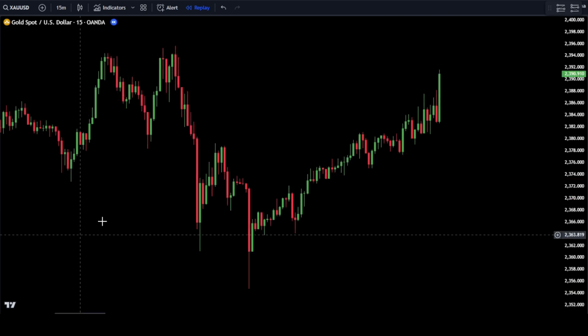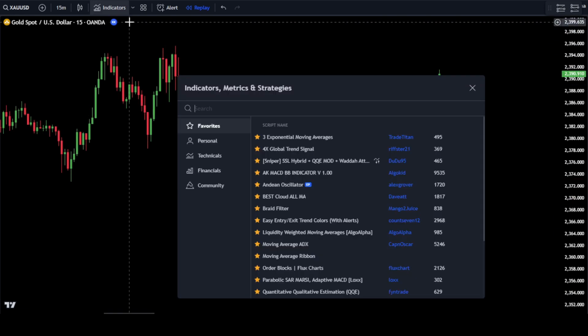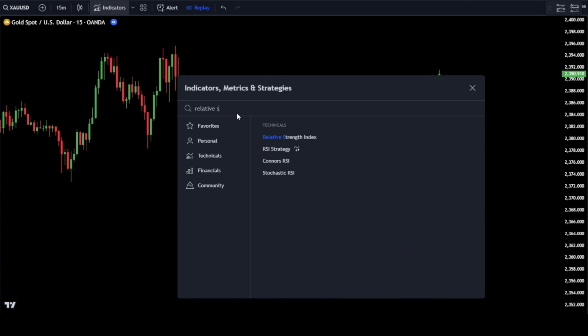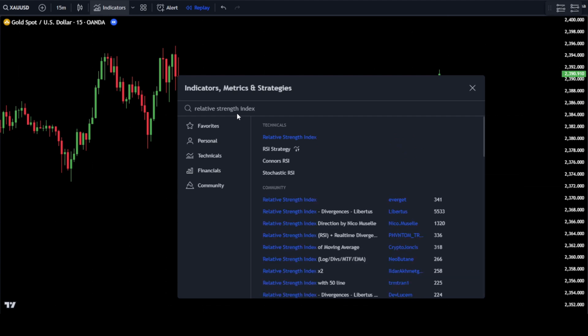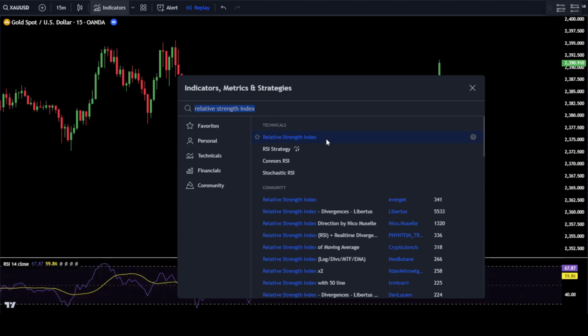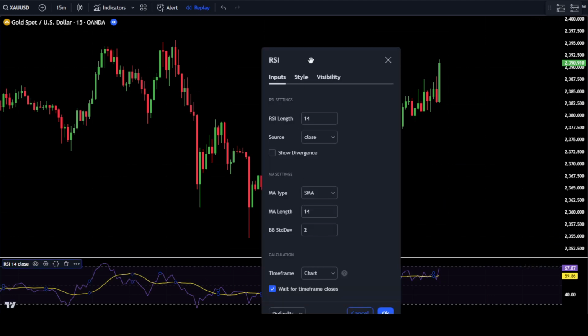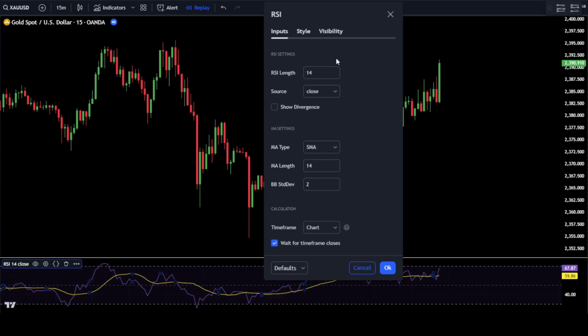Open your TradingView and go to the Indicator Search tab. In the Indicator Search tab, type in RSI or Relative Strength Index. Then, select the default RSI or Relative Strength Index from TradingView. Next, go to the RSI indicator settings. In the Input tab, leave the settings as default.